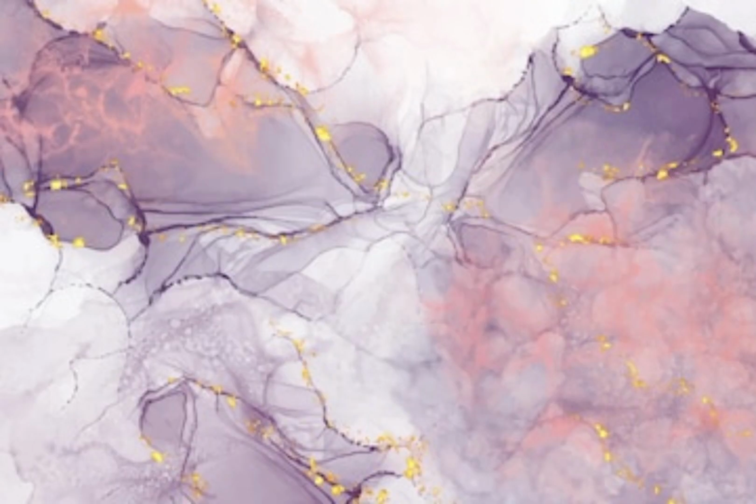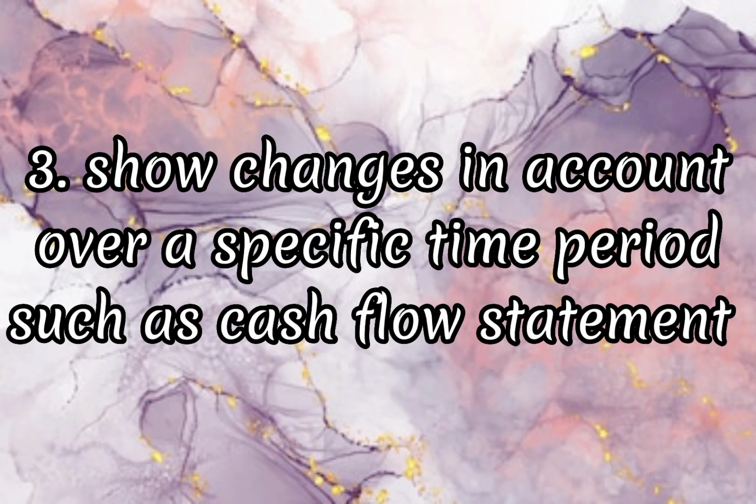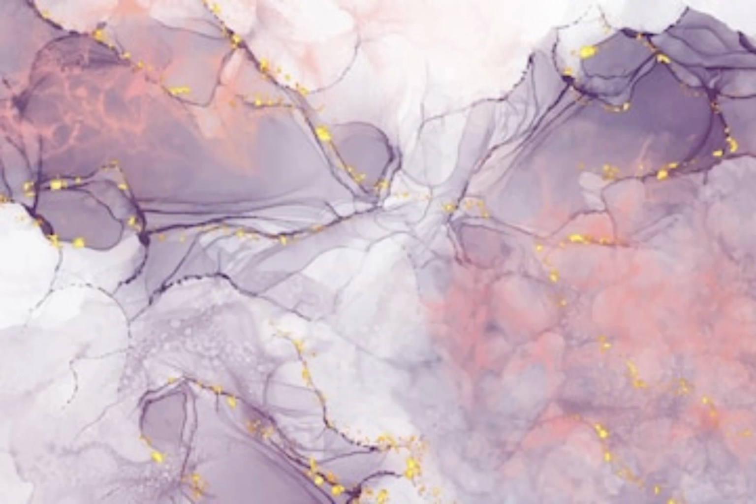The usefulness of the statement of profit and loss. It reveals a company's ability or inability to generate profit by increasing revenue, decreasing costs, or both. It shows how much profit and loss is generated. It shows change in accounts over a specific time period, such as the cash flow statement.